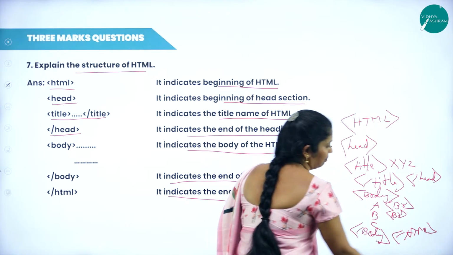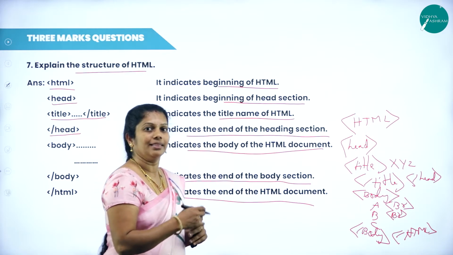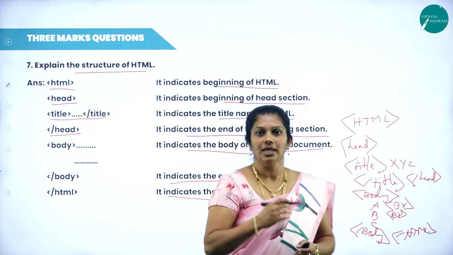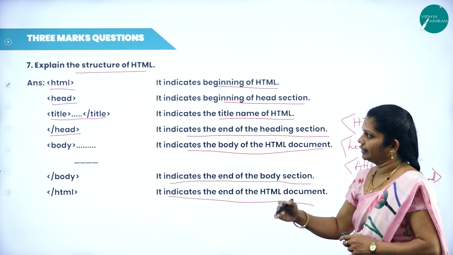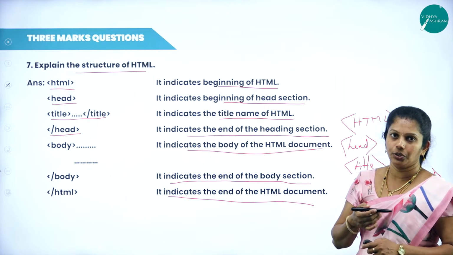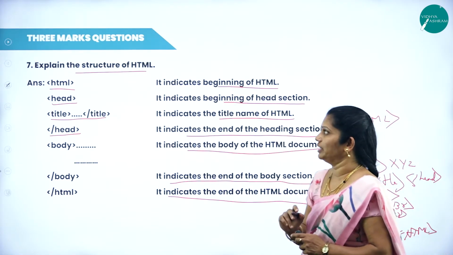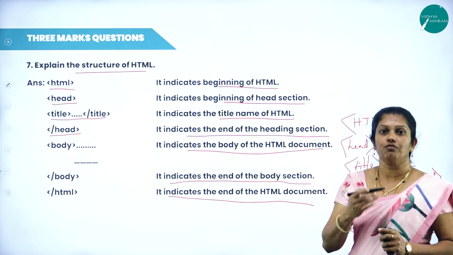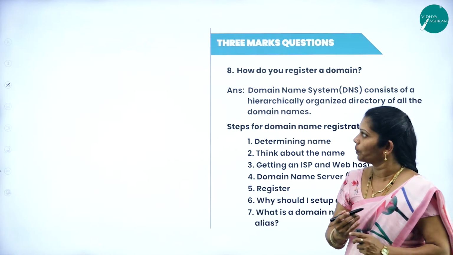This is the example to explain the general structure of HTML. There we have head, title, then body, and afterwards you have to close the HTML. This is the general structure of HTML. You can expect this for 3 marks with an example also.